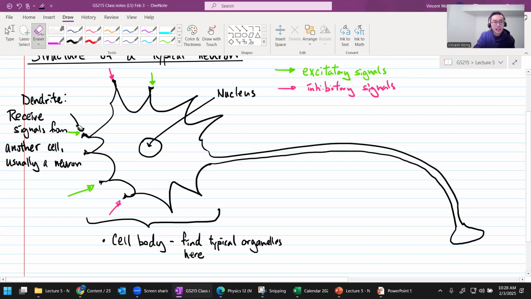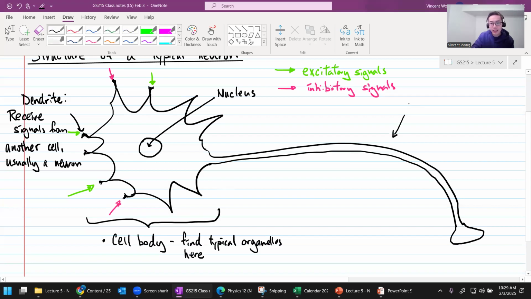So all these incoming signals will be received by the dendrites. And at any given moment, it's possible to have multiple green signals and multiple red signals going into a neuron. And so the cell body needs to add them all up. Okay. It has to count all the green signals and all the red signals and see which one is stronger. And that's the one that's going to be transmitted or not transmitted in some cases. So let's say we have enough green signals, then we're going to pass it down this long tail-looking structure.